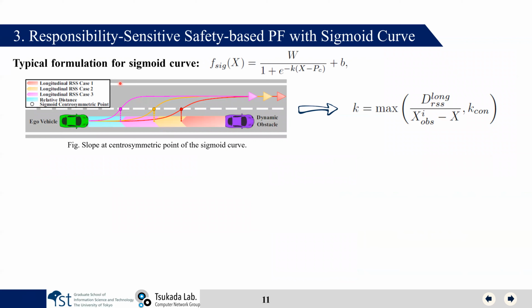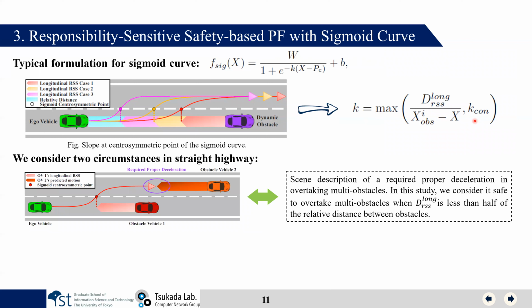And the next is how we calculate the sigmoid curve. So first is about the central point. K is mean slope here. So we actually can calculate this slope of the sigmoid curve by using this formula. And this formula considers the longitudinal RSS and the relative distance between the ego vehicle and the front obstacle vehicle. And also we put a K con here. It means the slope constraint that considers the vehicle dynamics.